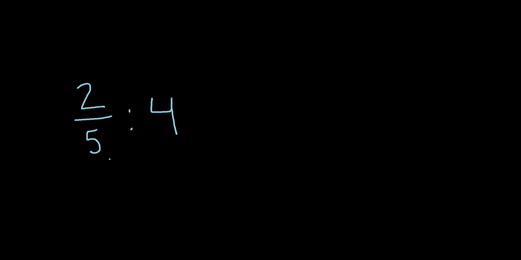All right, let's try this example. We have 2/5 to 4. So this one's a little different. We have a fraction to a whole number. The easiest way to simplify these types of problems is to convert the whole number to a fraction that has the same denominator as the fraction. So the way that we do that is we just say 4 times 5, that would be 20. So we'll cross this out, make it a 20 over the same denominator of 5. So 4 is the same as 20 over 5.